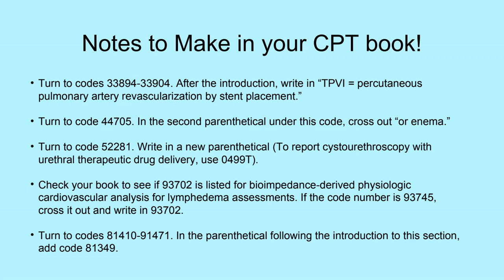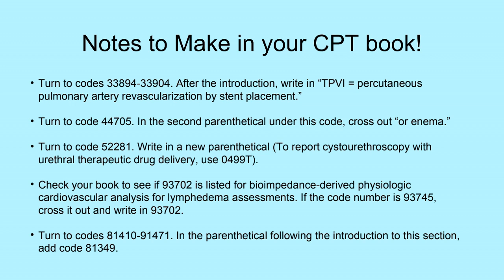So then turn to code 44705 in the digestive system. In the second parenthetical under this code, cross out "or enema." That's really important because the parenthetical under that includes enema. So you can't have enema in both. So cross out enema in 44705. In the urinary system, find 52281, write in the parenthetical, to report cystourethroscopy with urethral therapeutic drug delivery, use 0499T. So write that into your book.